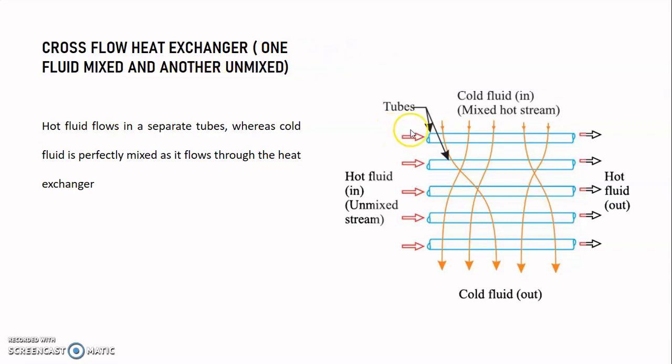In this type of heat exchanger, hot fluid flows in separate tubes as you can see in the figure, whereas cold fluid is perfectly mixed as it flows through the heat exchanger from its initial to the final position. The temperature of this mixed fluid will be uniform across any section and will vary only in the direction of flow. The cooling unit of a refrigeration system is one of the examples for this type of heat exchanger.